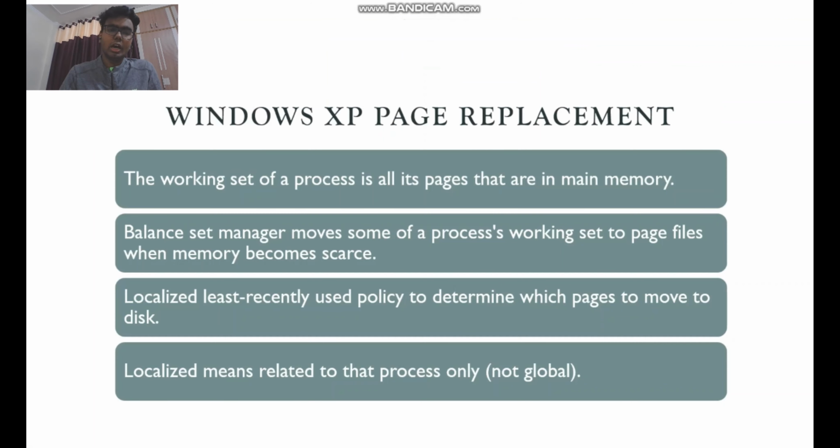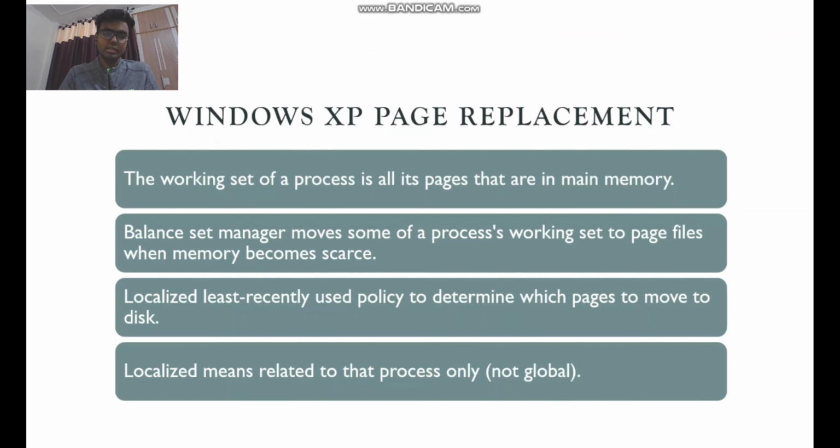Now, how does the page replacement scheme work in Windows XP? Whenever there is a page fault, we bring a new page from the disk, but when the main memory is full of pages, we have to replace the existing pages to accommodate the new ones. The working set of a process is all of its pages that are in the main memory. So for a process to work, we need its pages in the main memory.